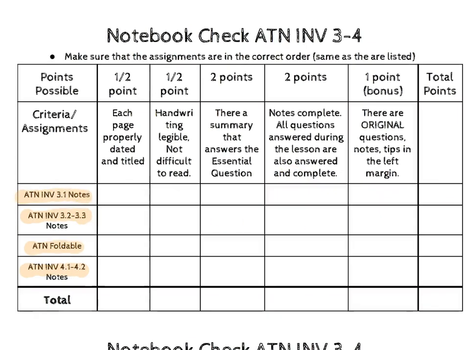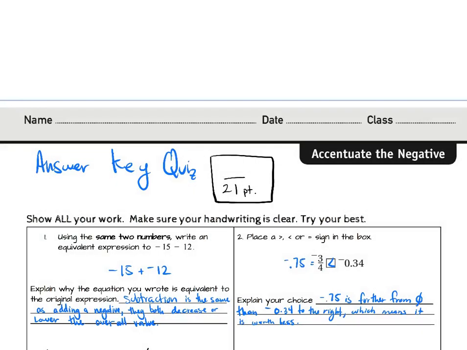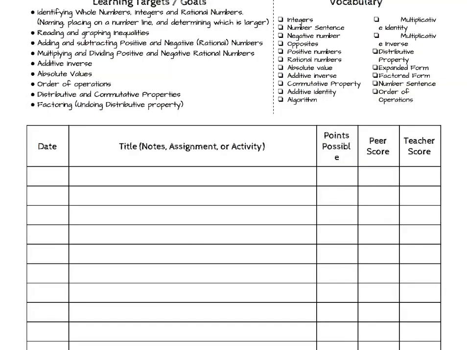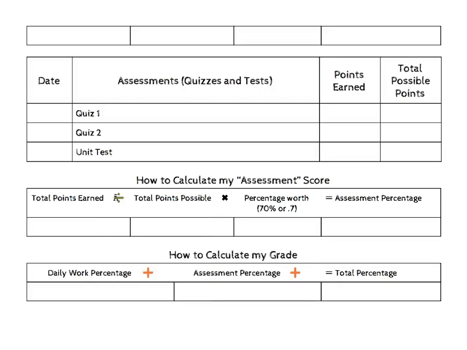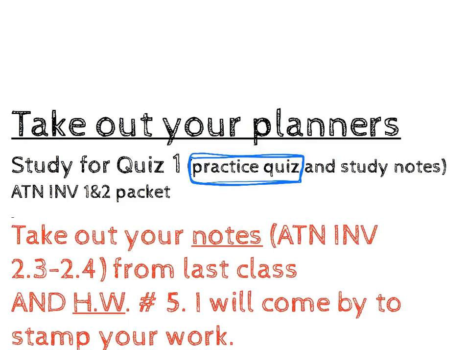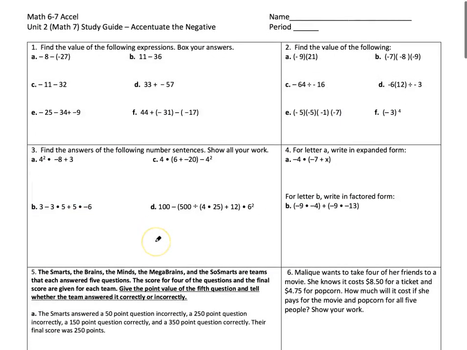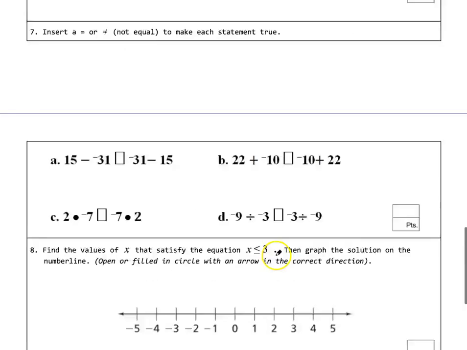Now, we have a game scheduled. So we're gonna play a Kahoot game if we have time. But you can use the rest of this class period to work on your study guide. Your study guide looks something like this. This is your study guide. Oh, wrong one. This one. This is your study guide.